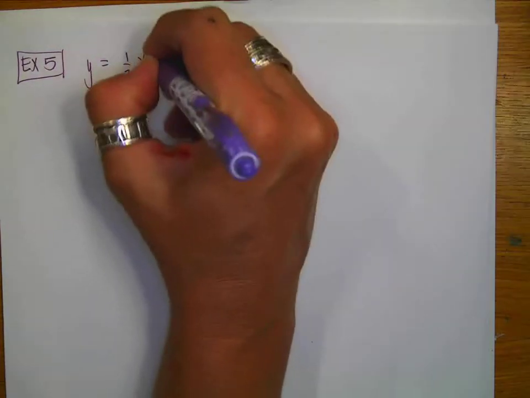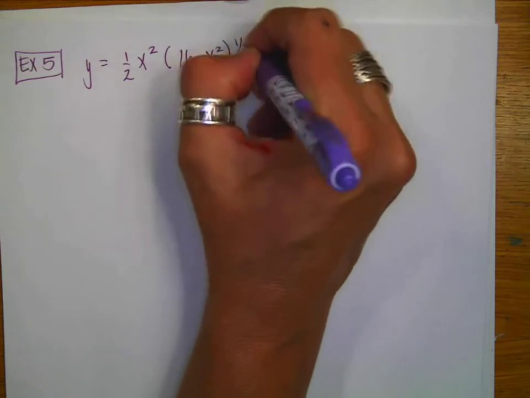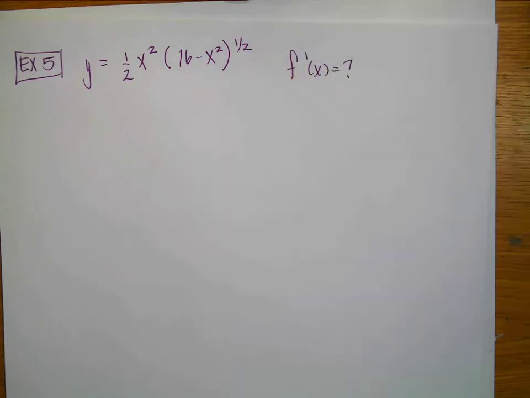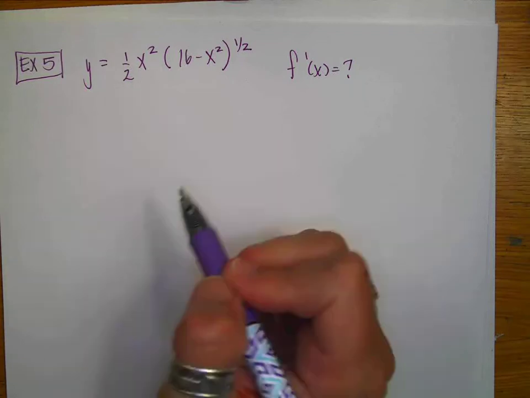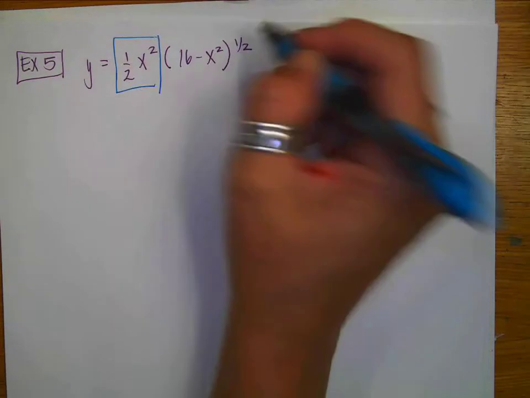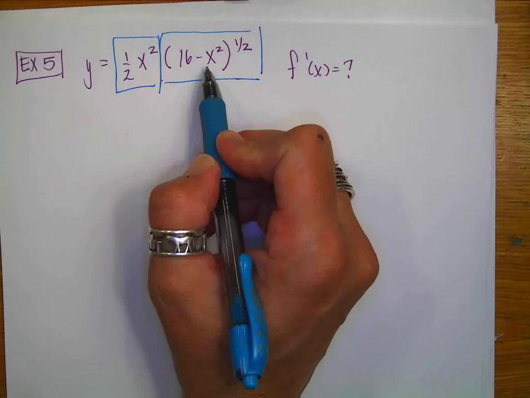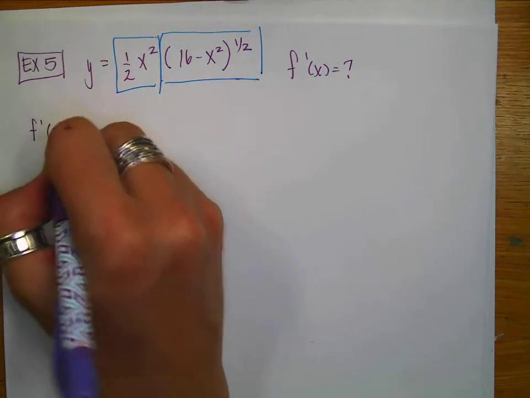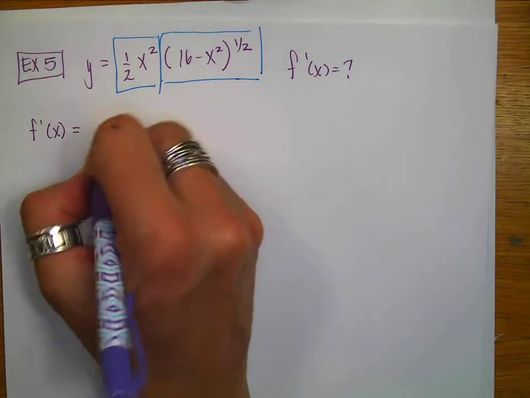All right, so this function is going to be 1/2 x squared times (16 minus x squared) to the 1/2. And I want to know what the derivative is. I have a product rule and I'm going to have a chain rule because I have stuff on the inside. So when I start my derivative, f prime of x, I'm going to do the product rule first.